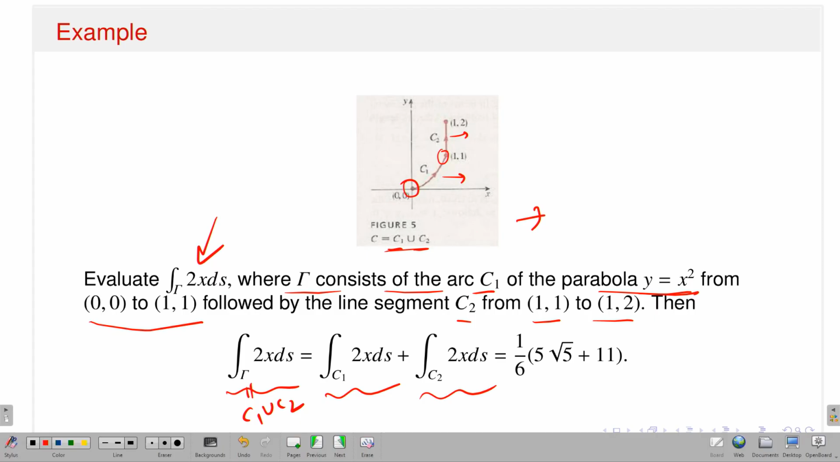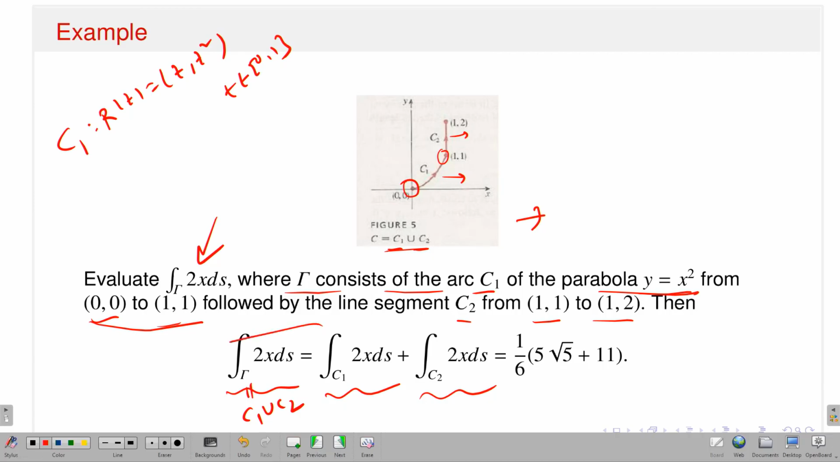First one, what is C1? C1 is the parabola y equals x squared. Starting point is (0, 0) and end point is (1, 1). So first you have to get the parameterization. C1 has a parameterization, say r(t) equals (t, t squared), joining the point (0, 0) to (1, 1), so t runs from 0 to 1. You can check that this is the corresponding parameterization. So then what is the corresponding integral here?